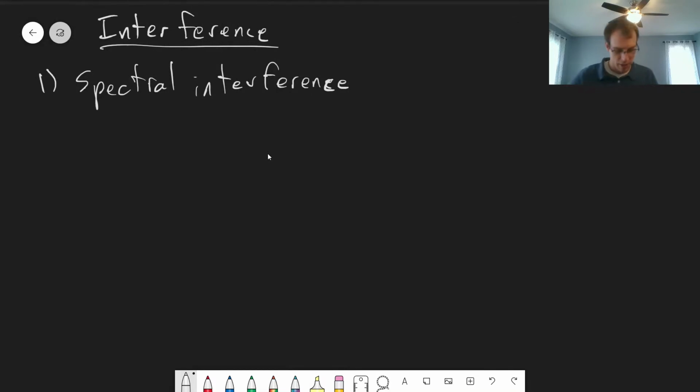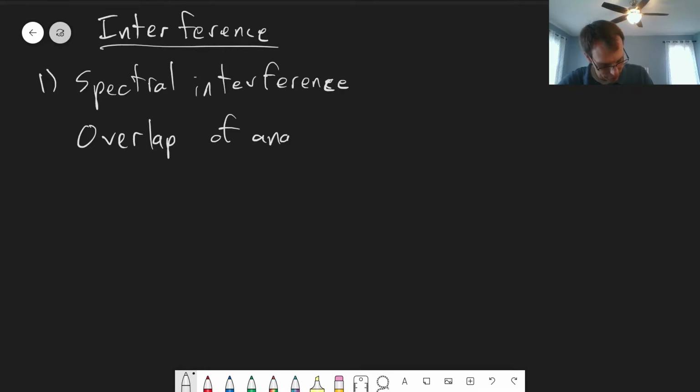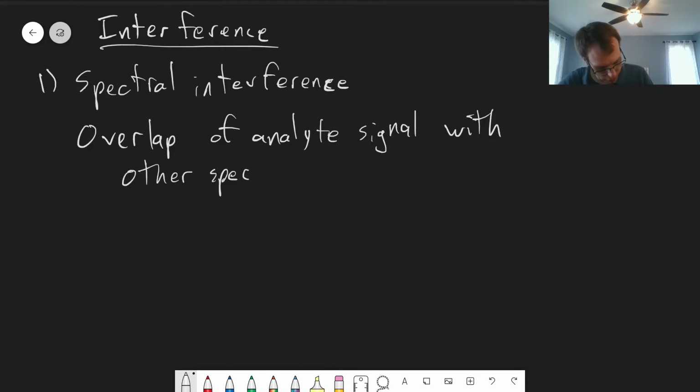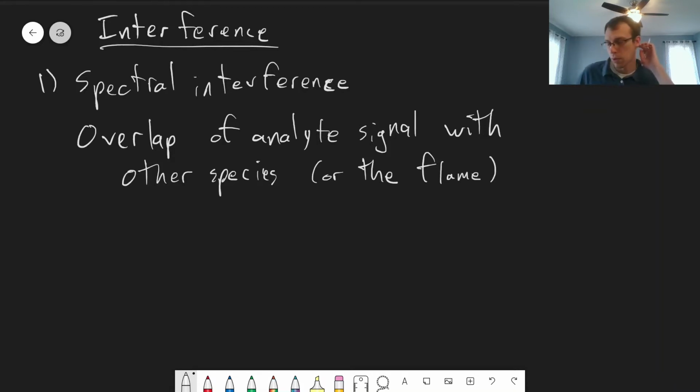Okay, so spectral interference is overlap of our analyte signal with other species or with light from the flame. Now, I will say this is much less of an issue in atomic spectroscopy when compared to molecular spectroscopy. With molecular spectroscopy, because of the wide bandwidth of the peaks, the wide line widths, we often will see multiple things absorbing at the same wavelength.